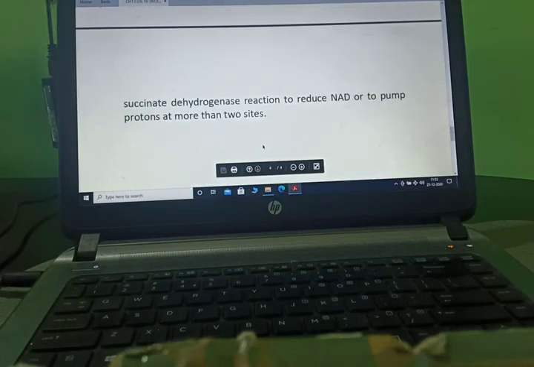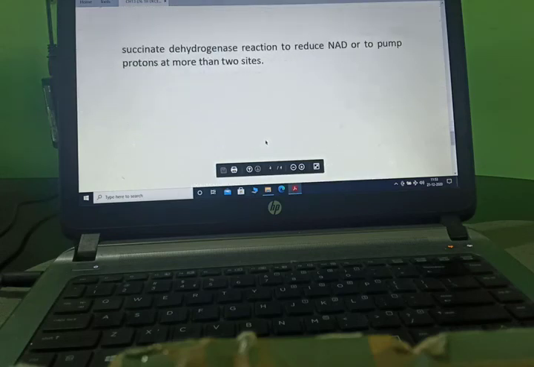Protons are not translocated at complex 2. There isn't sufficient free energy available from the succinate dehydrogenase reaction to reduce NAD or to pump protons at more than two sites.